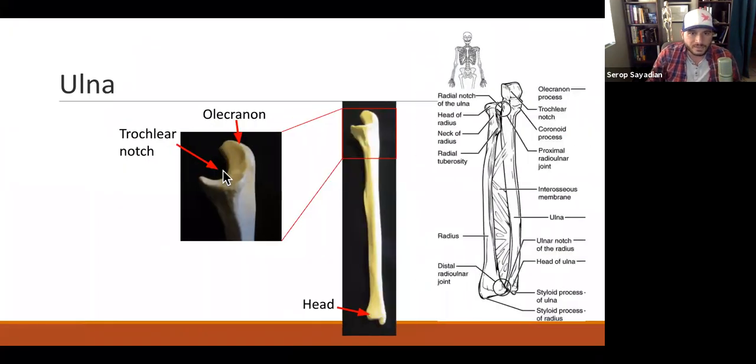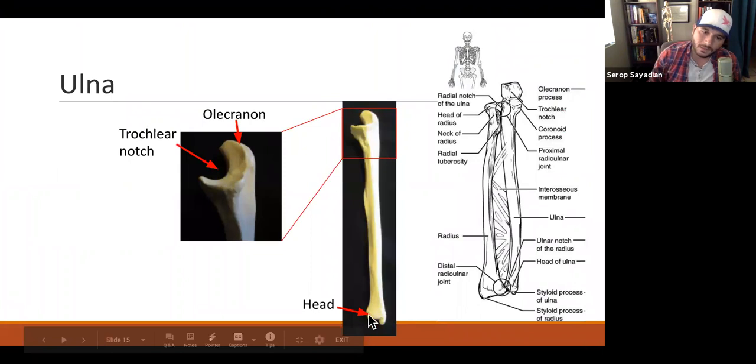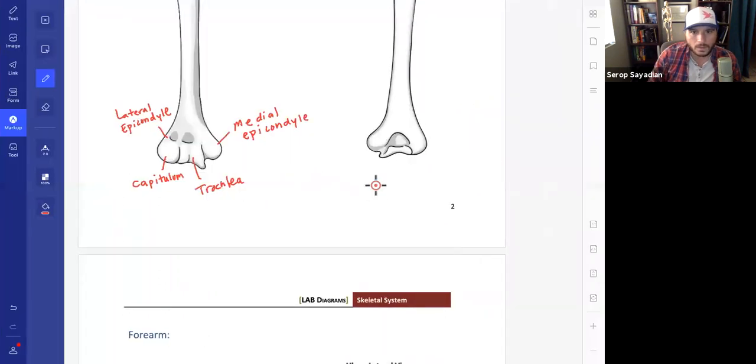So the inside of the C is called the trochlear notch, which makes sense, right? Because the trochlear notch is rotating around the trochlea of the humerus. And then the tip of the elbow, or the top of the dinosaur's mouth, is called the olecranon. The bottom of the ulna is called the head. This is counterintuitive. We just got to remember that.